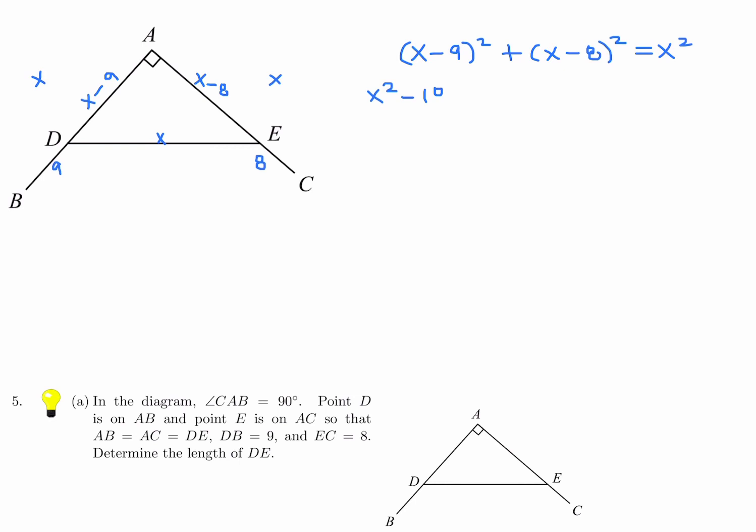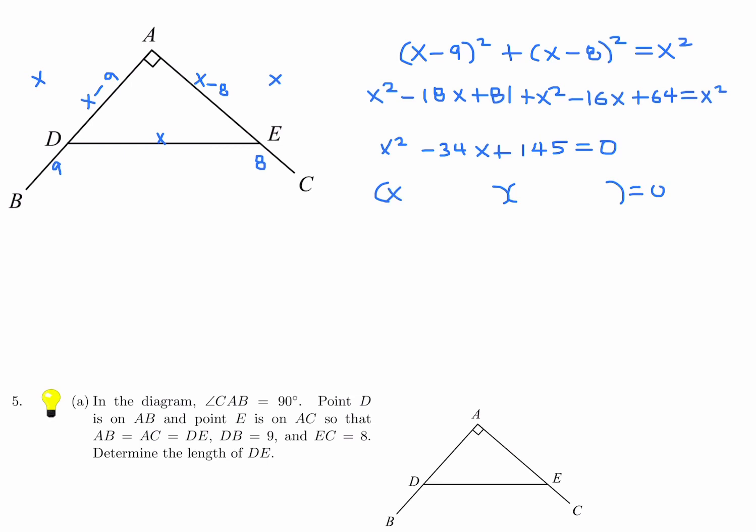X squared minus 18x plus 81 plus X squared minus 16x plus 64 is equal to X squared. Let's put everything on one side. That would be X squared minus 34x plus 145 is equal to 0. And I think this factors. 145 is divisible by 5, and when you divide by 5 you get 29. And yeah, that works out great. And if it's negative negative, it will work. There you go. So X is either 5 or 29.